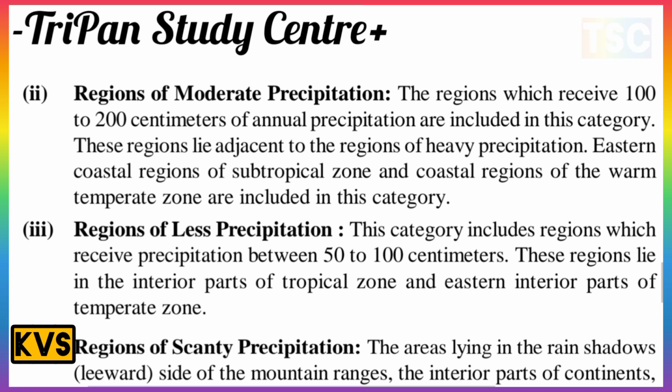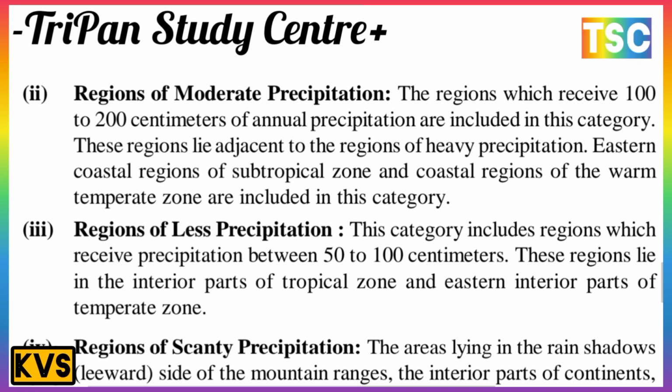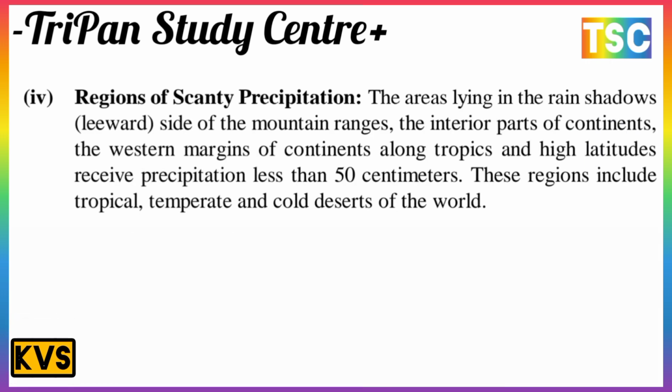And the third point, regions of less precipitation. This category includes regions which receive precipitation between 50 and 100 centimeters. And these regions lie in the interior part of the tropical zone and the west interior part of the temperate zone. That is important here. The next is the fourth point.